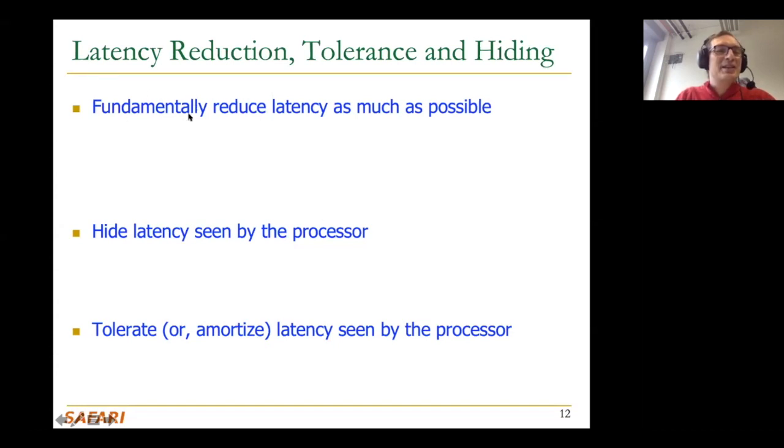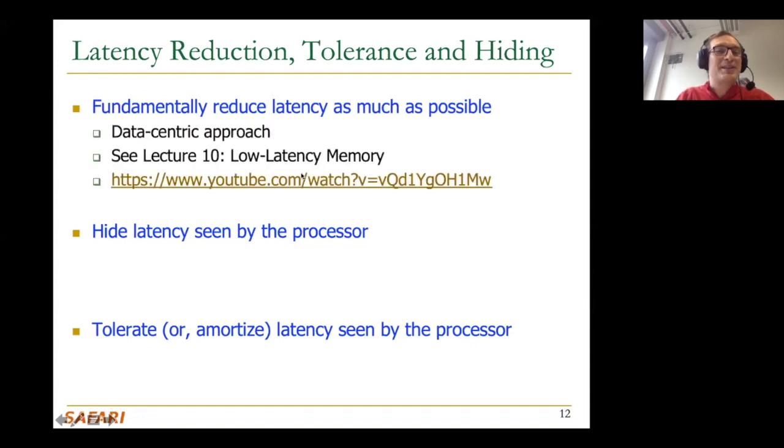So reduction, in my opinion, means fundamentally reducing latency as much as possible. And we already covered this. This is more of a data-centric approach. And when you design low latency memories, you're trying to reduce latency as much as possible. This is really fundamentally reducing the latency at its source of the problem.